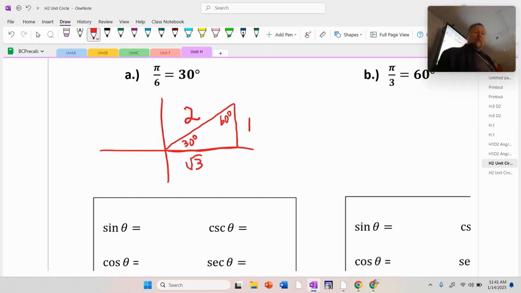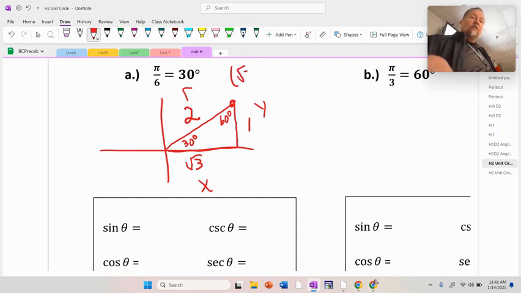All right, and then guess what? This is SOH CAH TOA again. This is x, this is y, this is r, because this is a coordinate. This is root 3, comma 1. So this is the beginning stages of this. Then after a while, you're going to have these memorized.